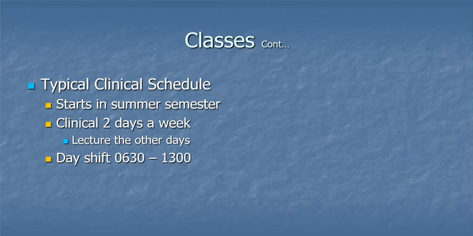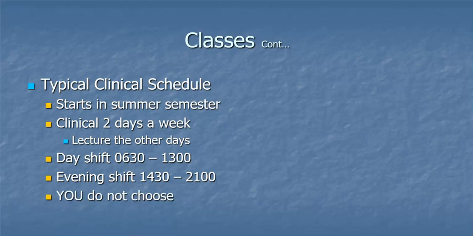Clinical usually runs day shift, which is 6:30 to 1 p.m. However, depending on the size of the class and availability of instructors, there could be an evening shift clinical. Those usually run 2:30 to 9 p.m. You do not get to choose where you go to clinical. We assign you, and you will rotate through various clinical sites.